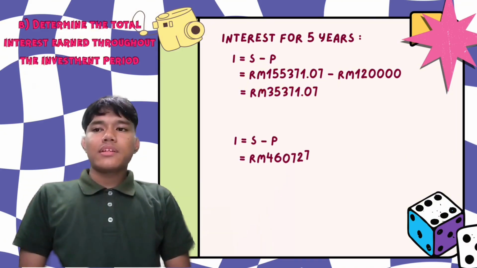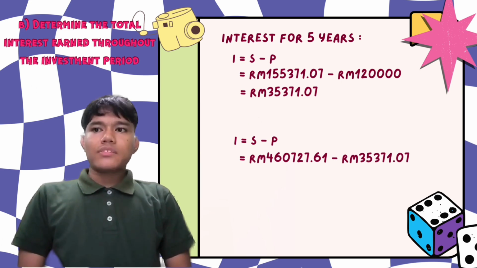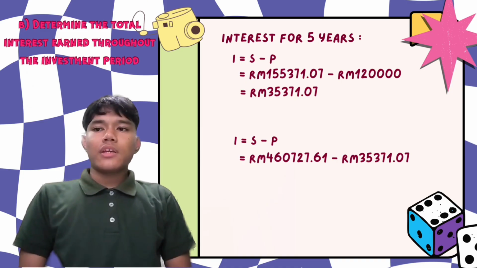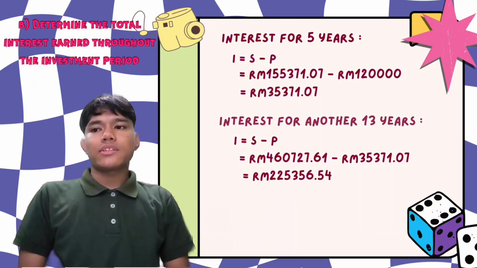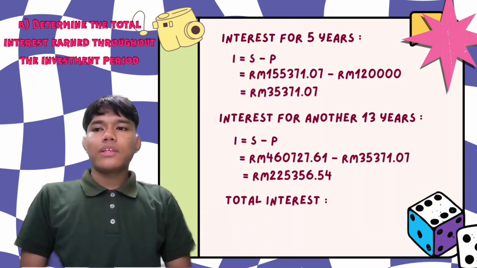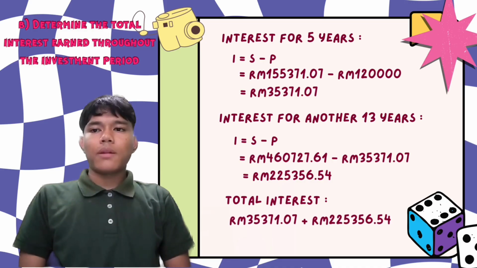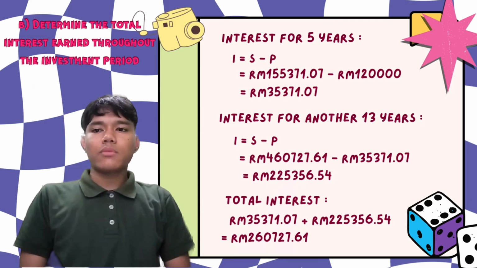And then S is 460,727.61 minus P equals 235,371.07, and we calculate and will get the answer RM225,356.54. That was for another 13 years. And the total interest is 35,371.07 plus 225,356.54, and we will get the answer RM260,727.61.